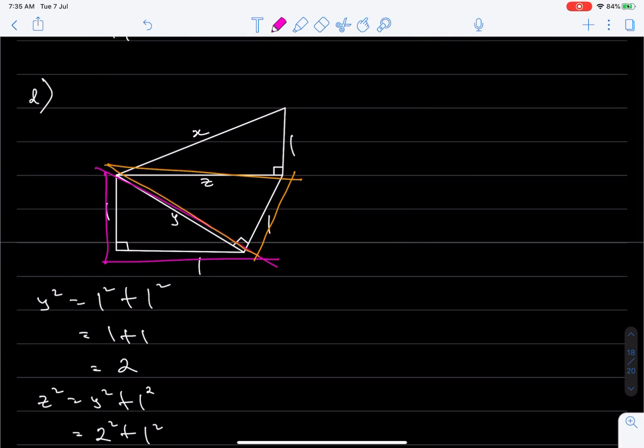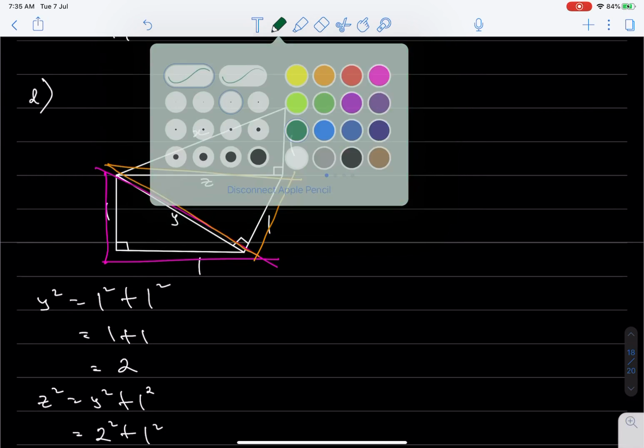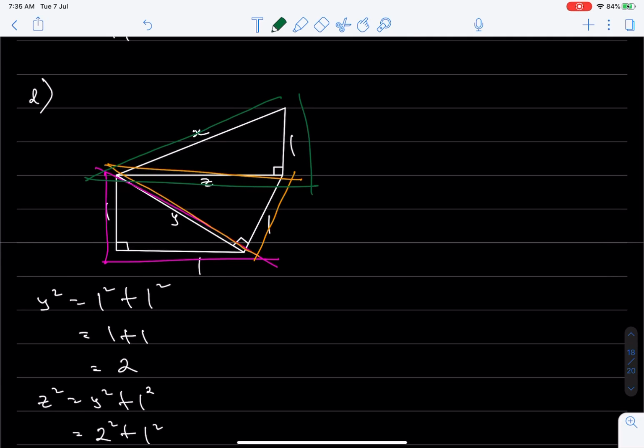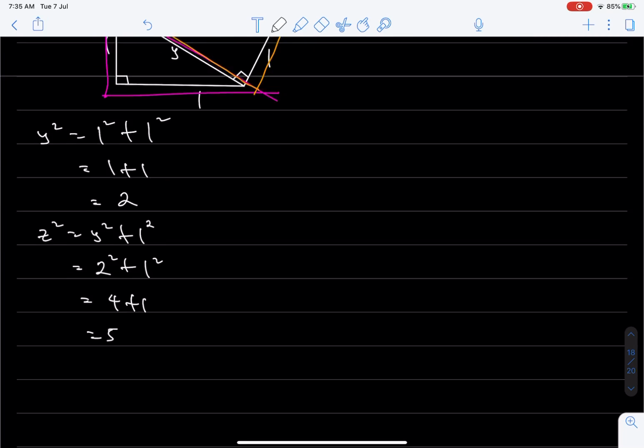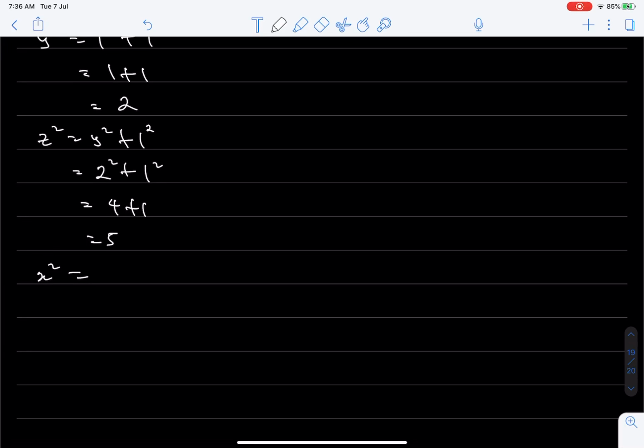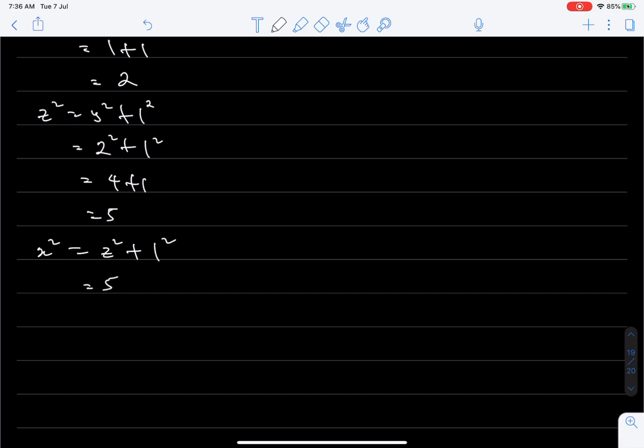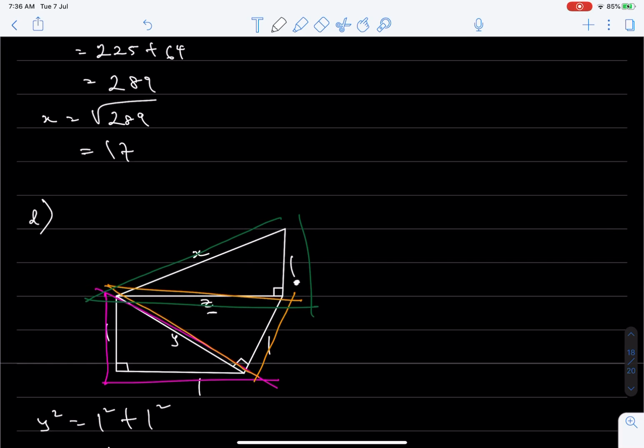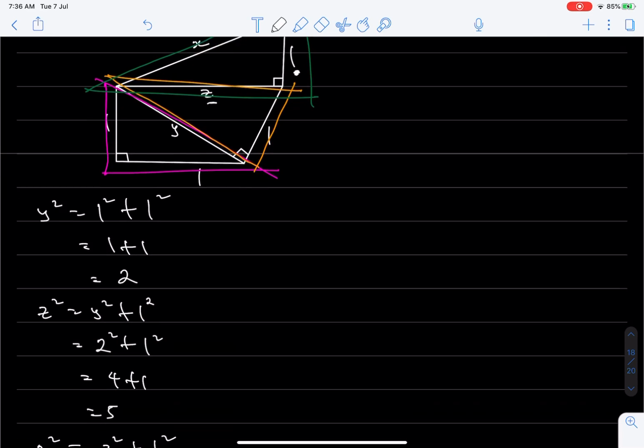So we can now use those values. We can now find x from this right angle triangle. I'm going to select a different ink. This triangle has x as its hypotenuse and z and 1 as the other two sides. Of course, you know that the hypotenuse is the side facing the right angle, the side opposite the right angle. So x squared equals z squared plus 1 squared, and z squared is 5. So that means 5 plus 1.